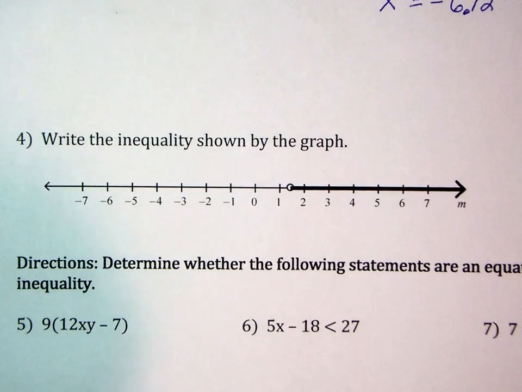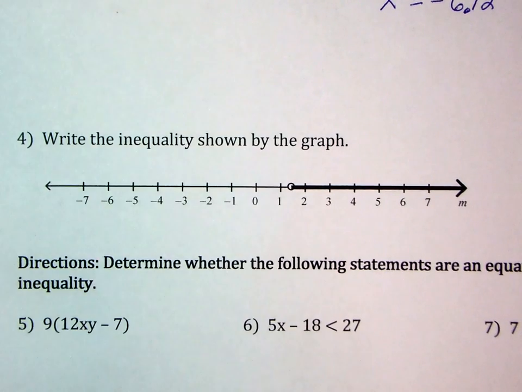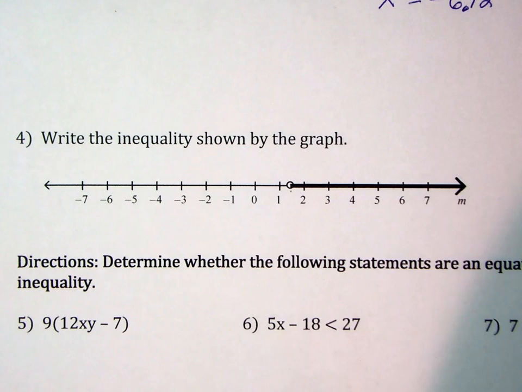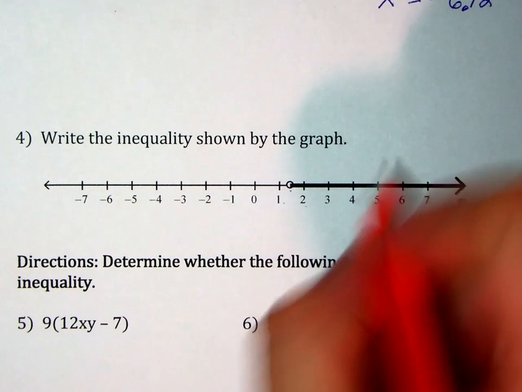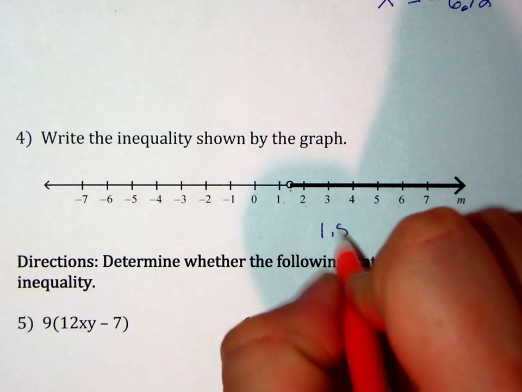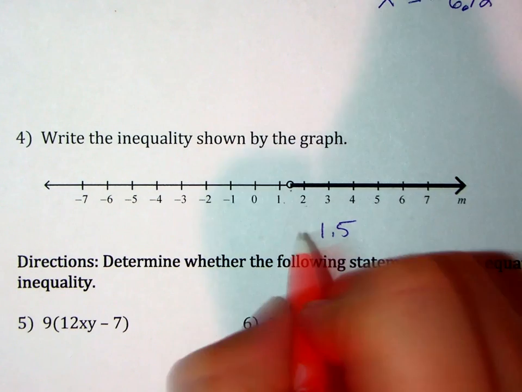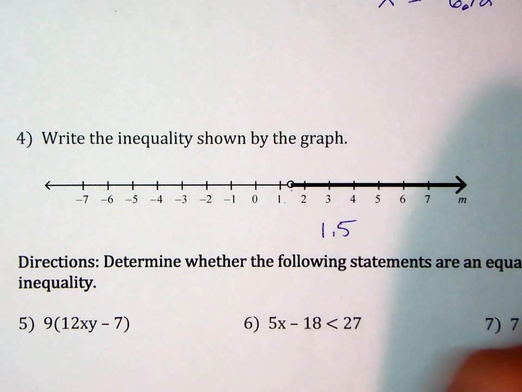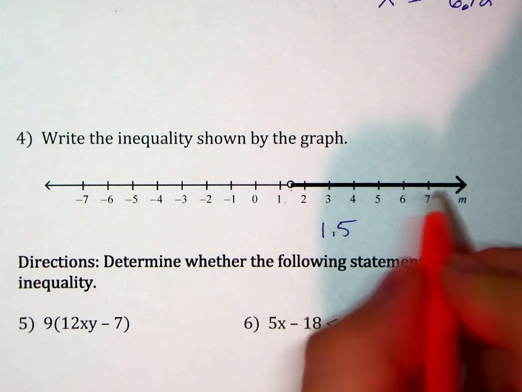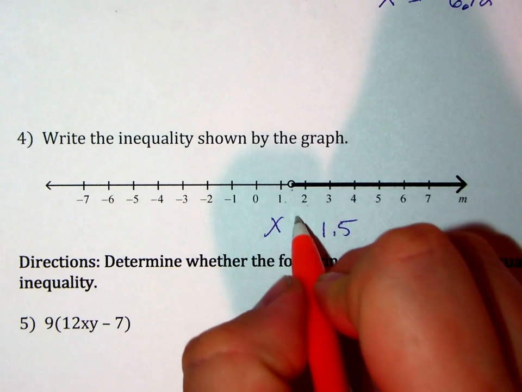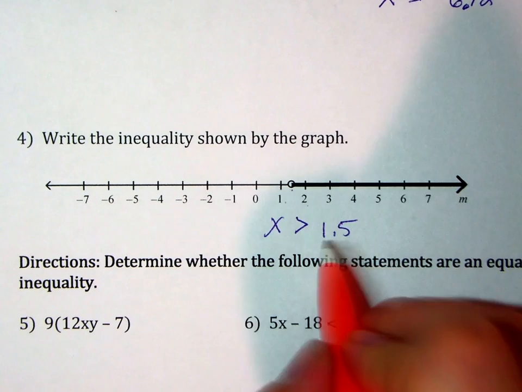Question number 4 says to write an inequality shown by the graph. Well, we have an open circle which appears to be right smack in the middle between 1 and 2. So that value is 1.5. And all of the included terms are items greater than 1.5. So x is any number that is greater than 1.5.